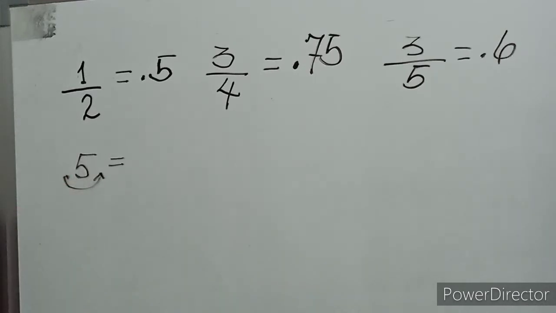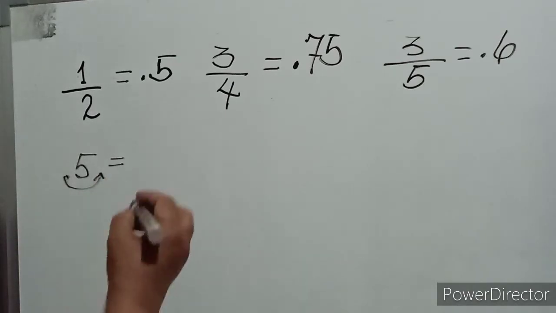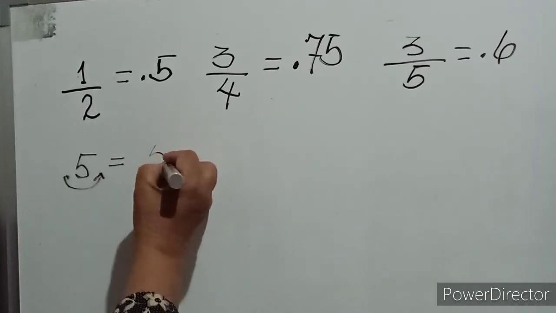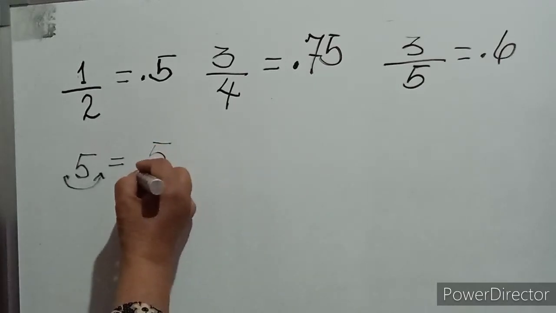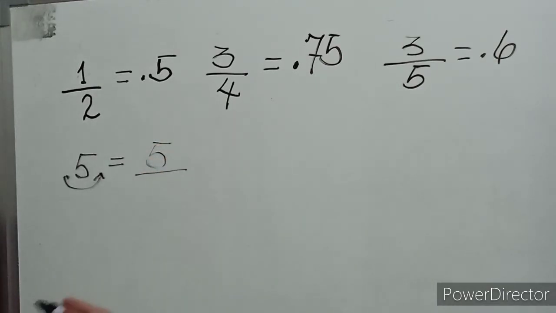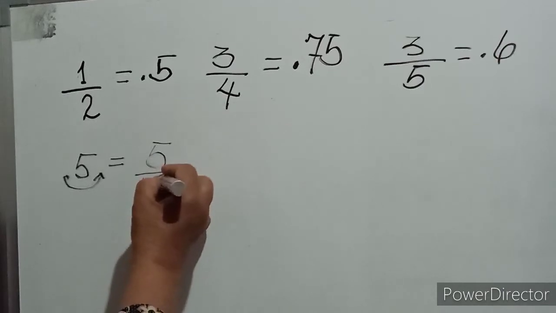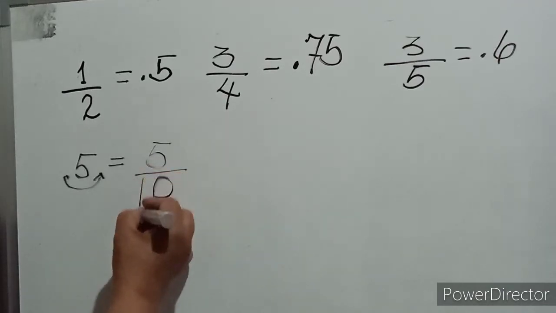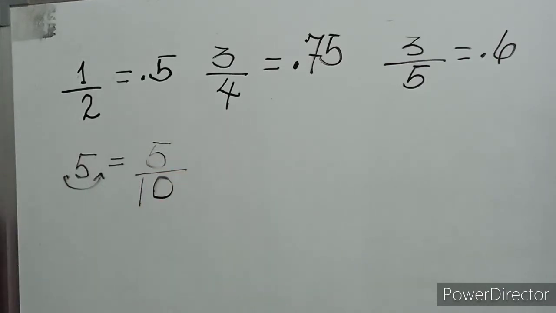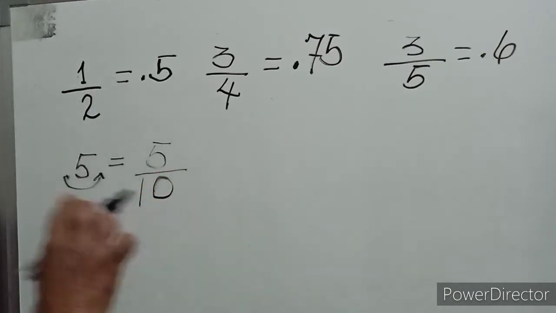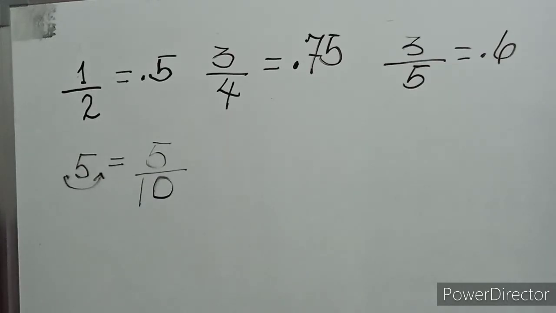Since we have only 0.5, then we are moving the decimal point only once. That will give you 5. But the number of times you move your decimal point to the right will be the number of zeros you are going to place beside 1. So since we moved only our decimal point once, we are adding one 0 after 1. We have now 5 over 10.